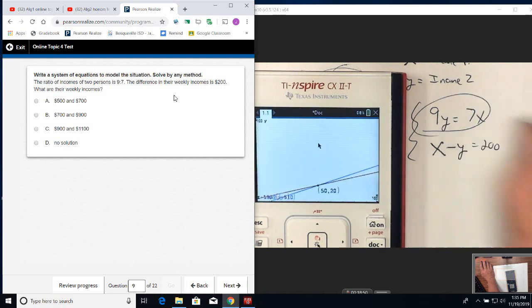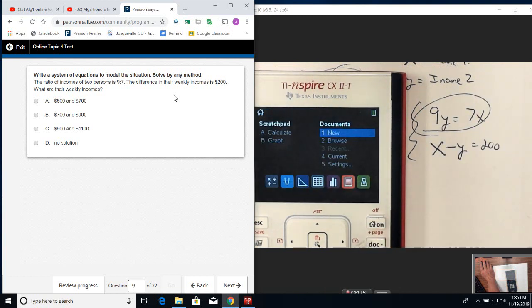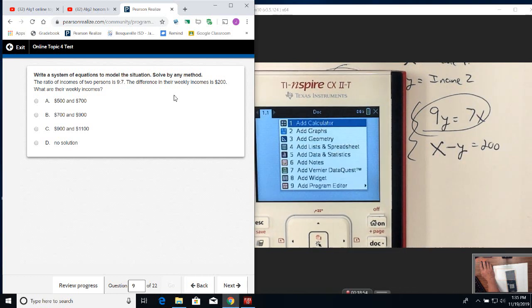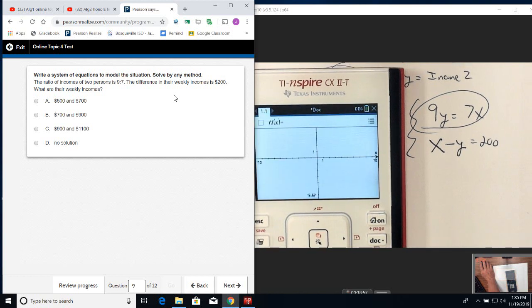I just plug in this as a relation. So go to your home screen, new document, don't save my last one, and just add this graph too. And then go to delete, relation, and then just graph 9y is equal to what? 7x. Enter. And then now let's graph the next one. The next one is x minus y is equal to 200. So I hit tab, x minus y is equal to 200. Enter, and there it is.